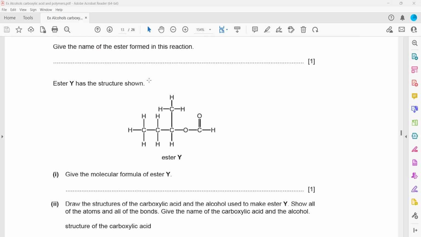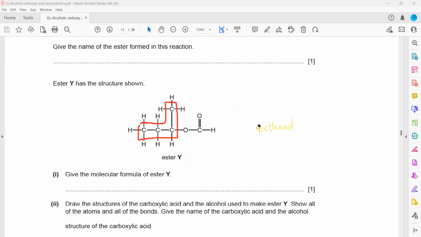This is ester Y. So can you identify which alcohol is there? The part which is attached with oxygen is from alcohol. So which alcohol reacted? 4 carbon. Butanol. But O is attached with a second carbon. It is methyl propanoate. No.